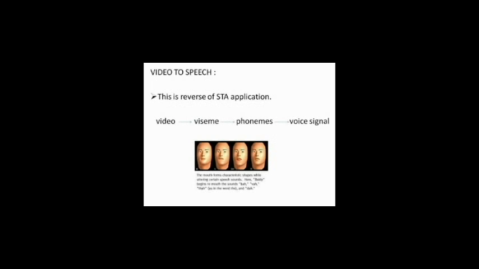Video to speech. This is the reverse process of STA. Video is converted into visemes, that is the visual representation of phonemes. An example is given below with the geometric models, and it's converted into phonemes. The phonemes are the individual parts of human speech and those are clubbed together to give the voice signal.